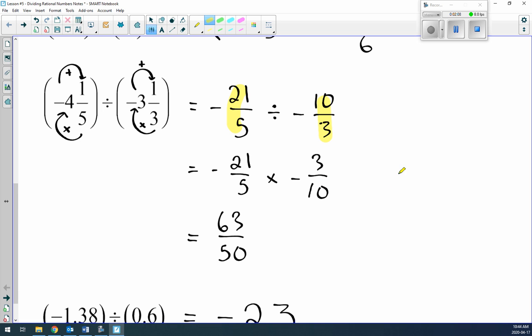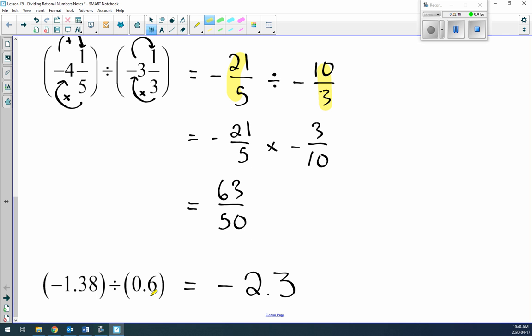And then multiply straight across. So 21 times 3, 63. 5 times 10 is 50. Negative times a negative is a positive. Okay, division, you can do it long division, or you can just use your calculator. A negative divided by a positive is going to end up with a negative, and we just plug it into our calculator. We end up with negative 2.3. Okay, that's a short lesson 5. Now you can work on practice number 5.